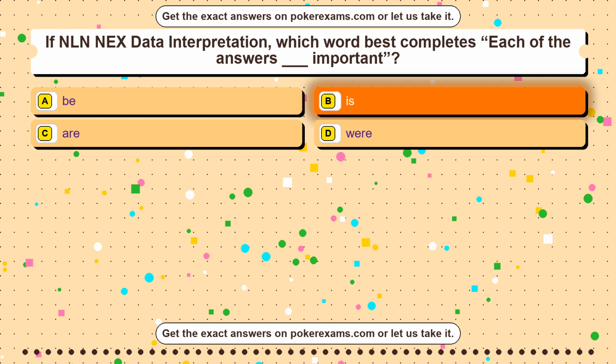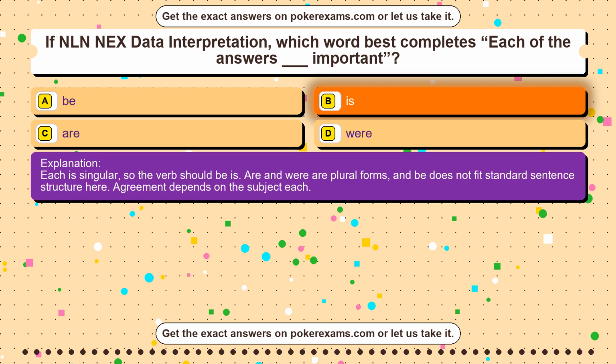is. Each is singular, so the verb should be is. Are and were are plural forms, and be does not fit standard sentence structure here. Agreement depends on the subject each.